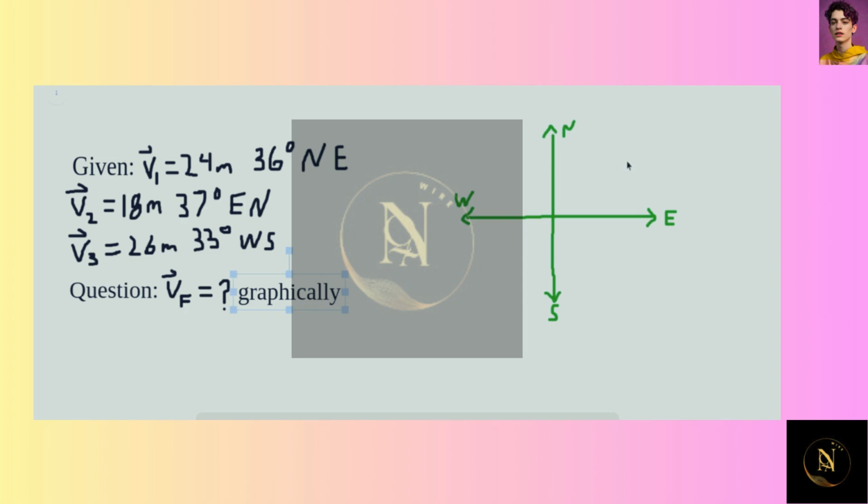So I drew our coordinate system here as our graph, in the green. There's the direction north, east, south, and west labeled. And I'm going to draw in black here so we can distinguish between what's being drawn and what's labeled. What I'm going to draw are our given vectors. The first one, vector V1, is 24 meters, and that is 36 degrees north of east. So we're going to go up 36 degrees from the east towards the north, and we're going to go 24 meters in that direction. So let's go ahead and draw that.